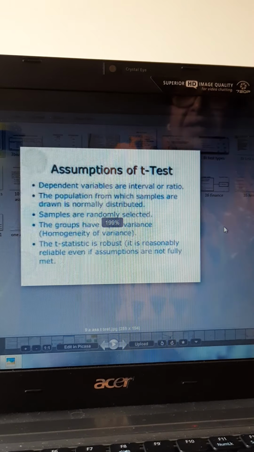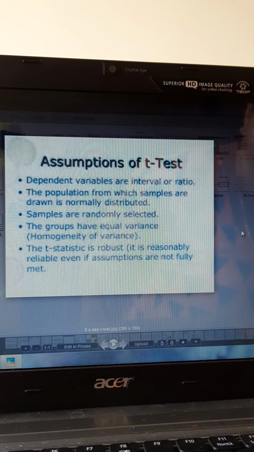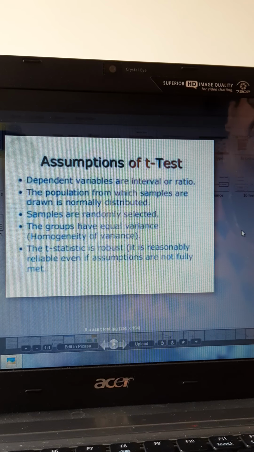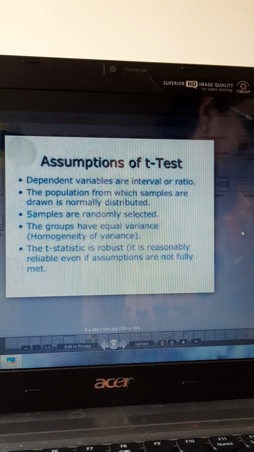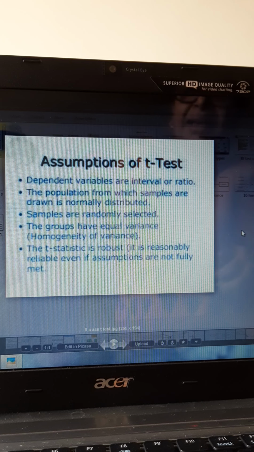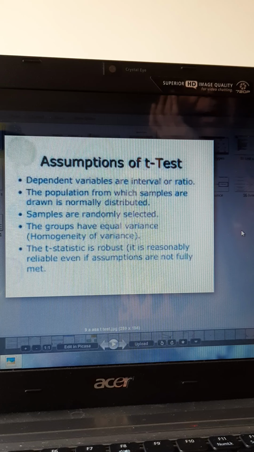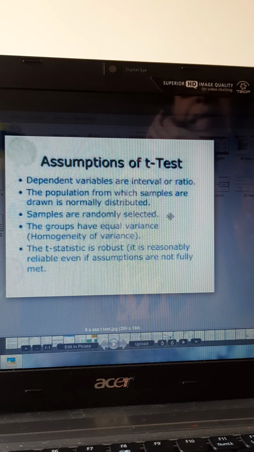So what are the assumptions for t-test? The assumption is there is a dependent variable and it is on an interval or ratio scale. Another very important thing, what are the scales? Four scales: nominal scale, ordinal scale, interval scale, ratio scale. What is nominal scale? Only when there are numbers assigned to it. You should know all these things now because you have finished these topics. You should have no confusion when these words are taken up.